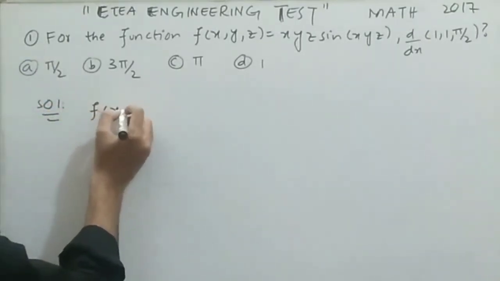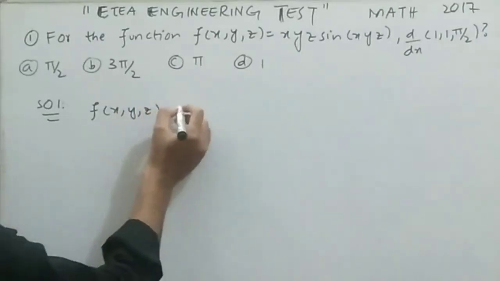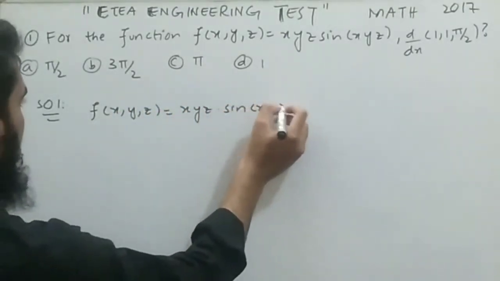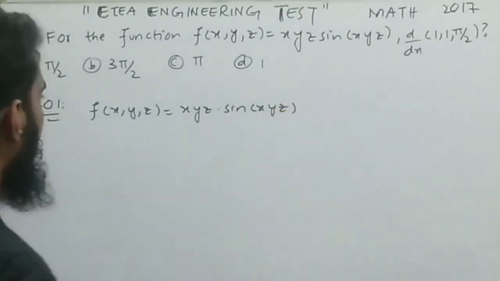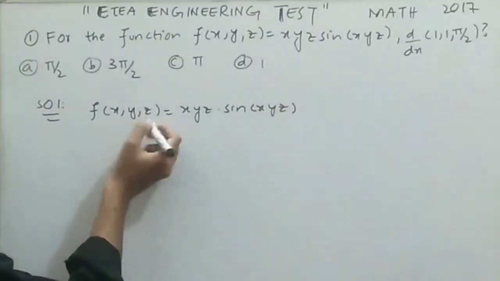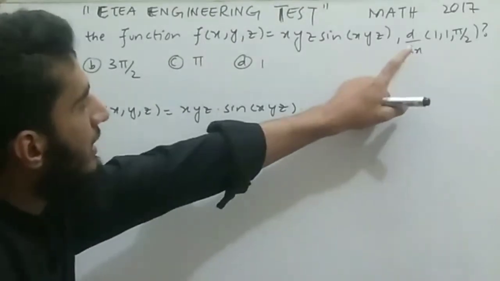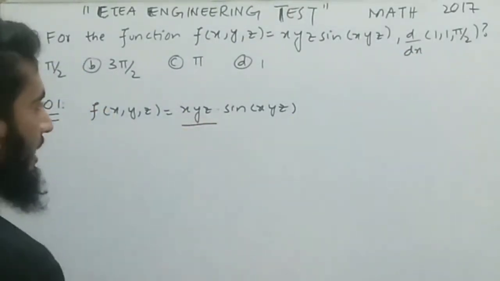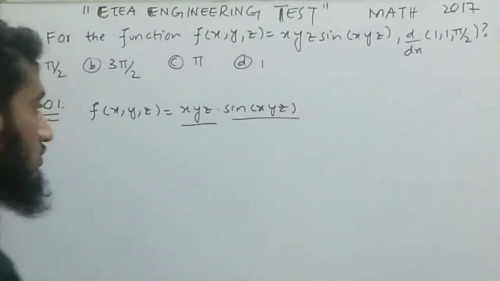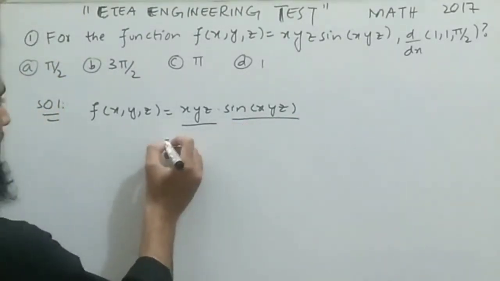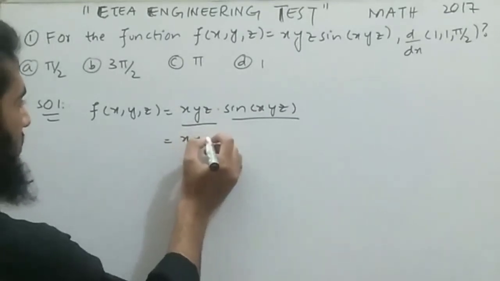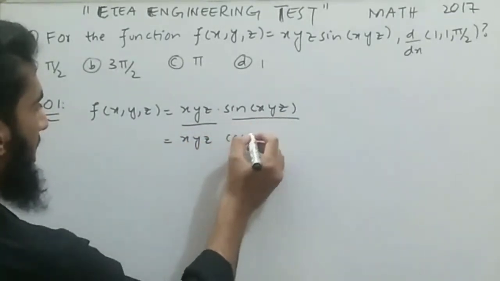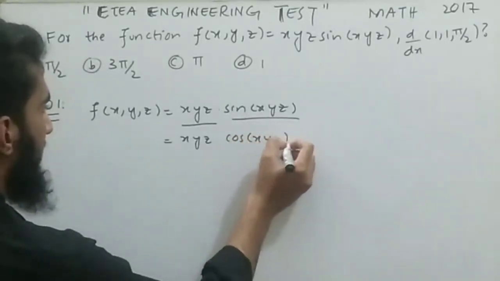The function is f of xyz, which is equal to xyz into sine of xyz. This function is three-dimensional because it lies in 3 dimensions x, y, z. So we will find the derivative of the function with respect to x. Over here, let's suppose I consider this as a single function and this as a single function, so I will use the product rule of differentiation. First function xyz, derivative of the second function: you know that the derivative of sine is cos, so it becomes cos of xyz.